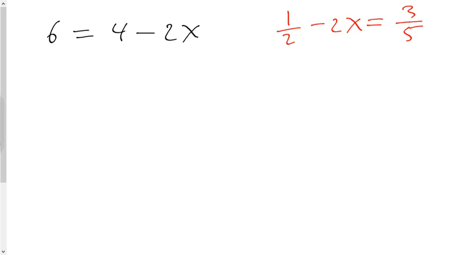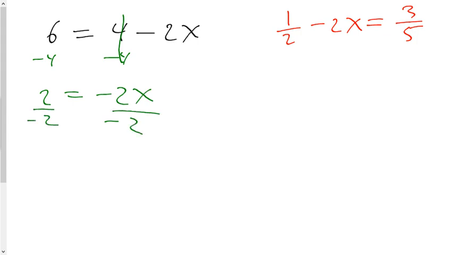In the black question of grade 8, our constant is 4 because it's on the same side as the variable. So we're going to subtract 4 from both sides to end up with 2 equals negative 2x. Then I'm going to divide both sides by the coefficient of negative 2 to have a solution of x equals negative 1, or negative 1 equals x.